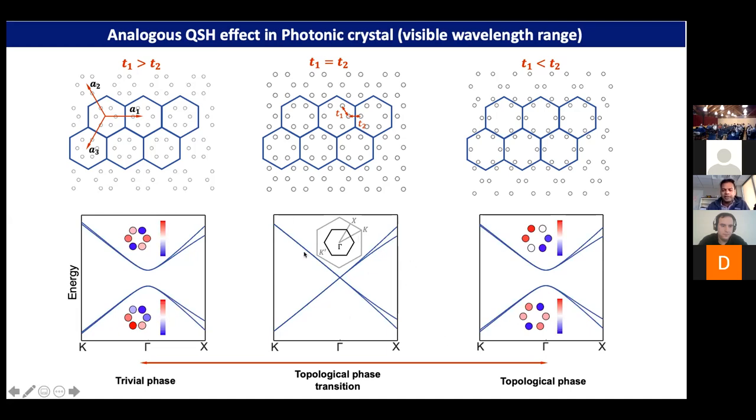This is the hexagon lattice, so you have this Dirac dispersion. This is the trivial phase, where the dipolar p orbital is lower in energy and the d orbital is higher in energy. And in the topological phase, in the expanded case, the quadrupolar d orbital is lower in energy. So it is band inverted.